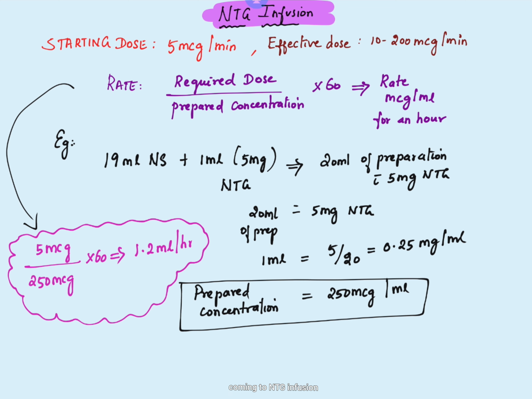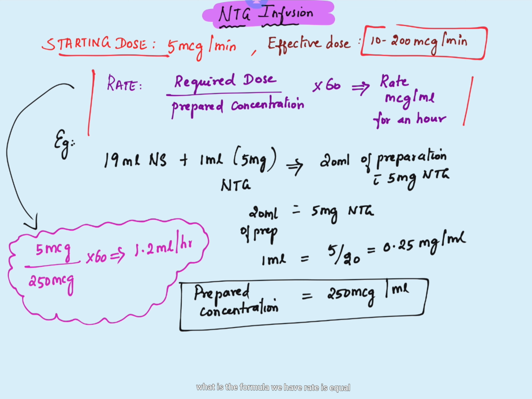Coming to NTG infusion, we should memorize this. The starting dose is 5 mcg per minute, and the effective dose can be modified from 10 to 200 mcg per minute. All these calculations are in mcg, micrograms, not in milligrams. We should be aware of that. And to calculate that, we have this formula.